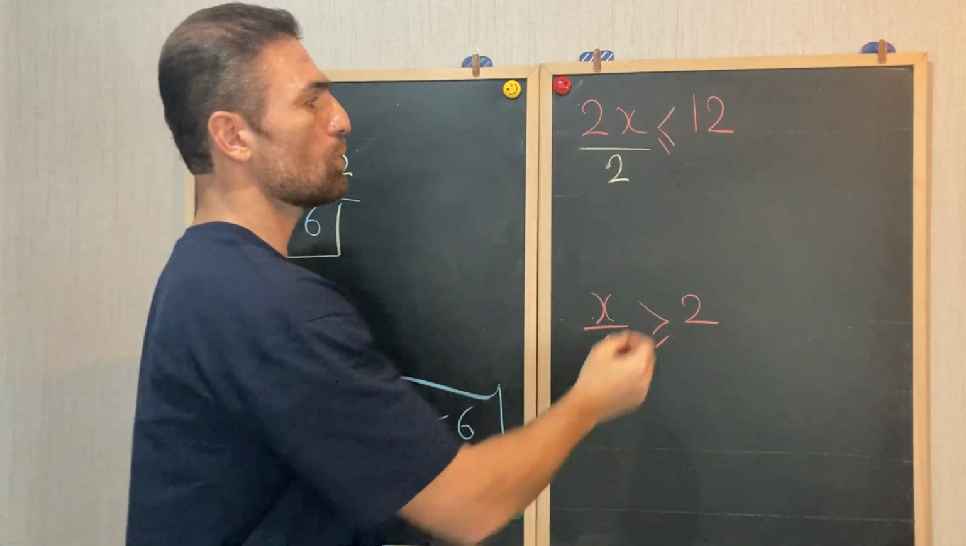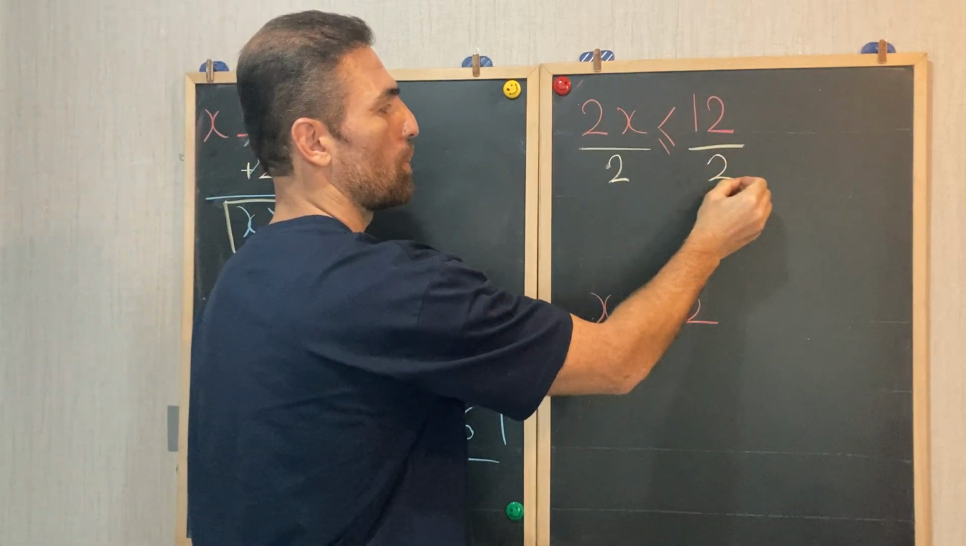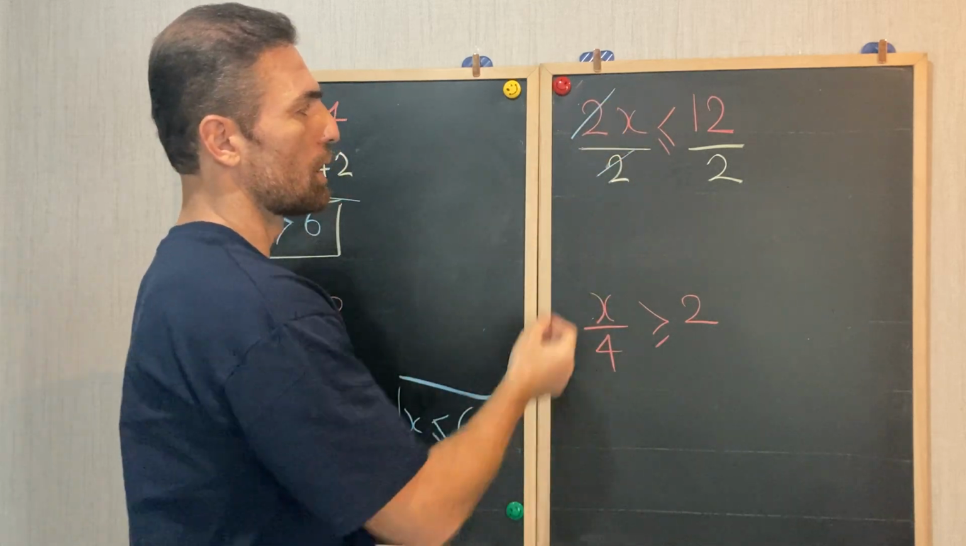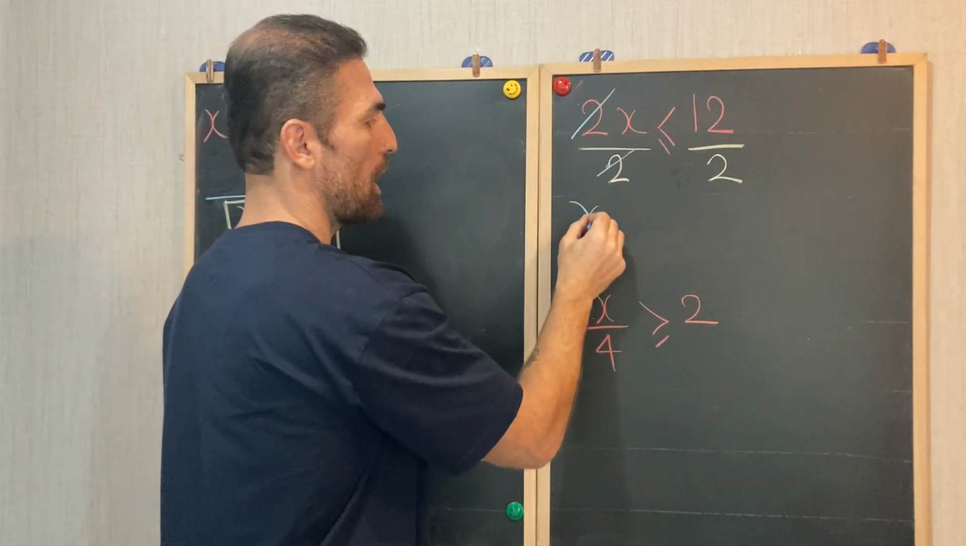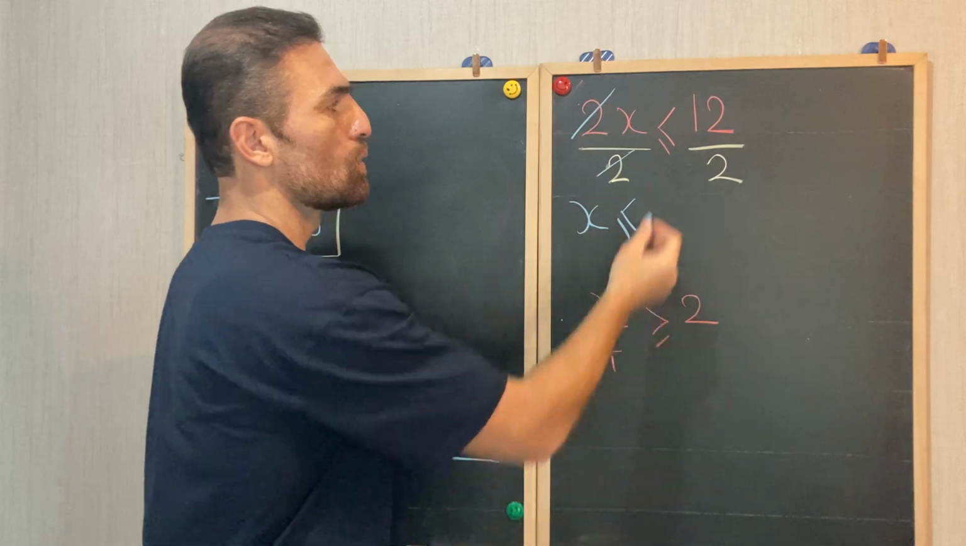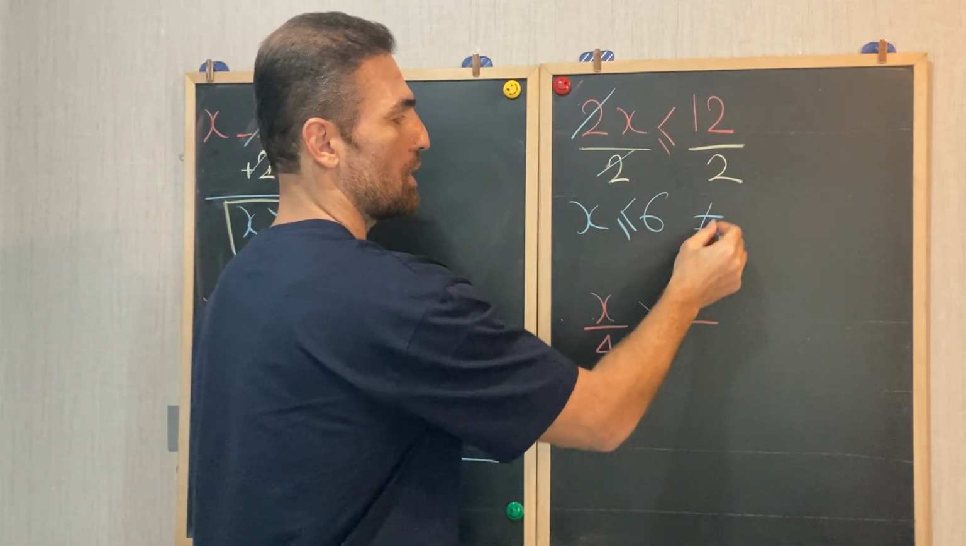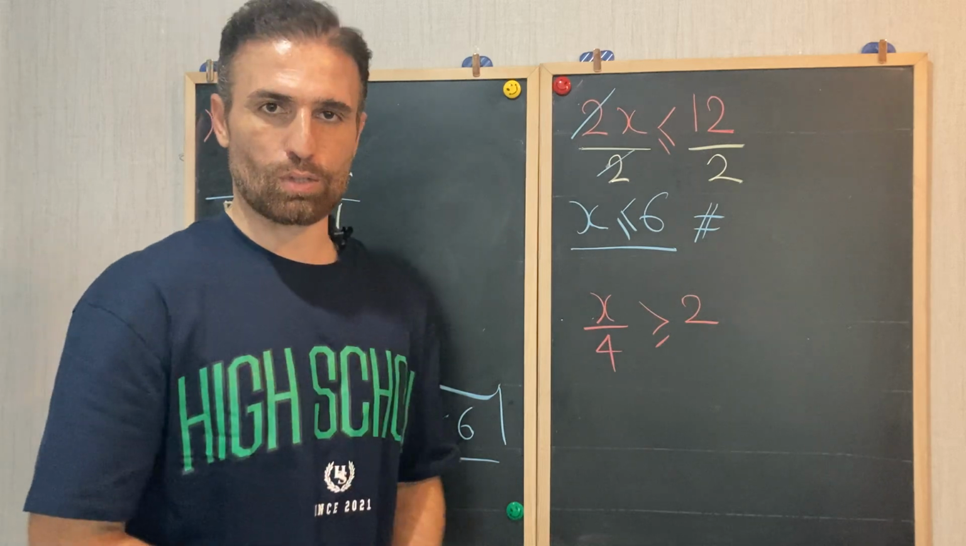2x divided by 2, 12 divided by 2. These two cancel out. Left side we have x. Right side, 12 divided by 2 equals 6. And this is your solution.